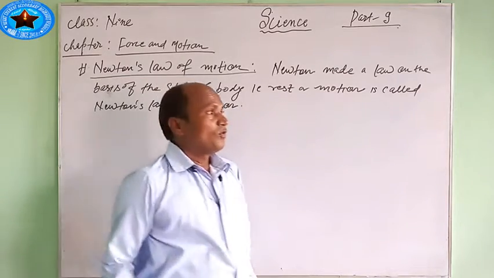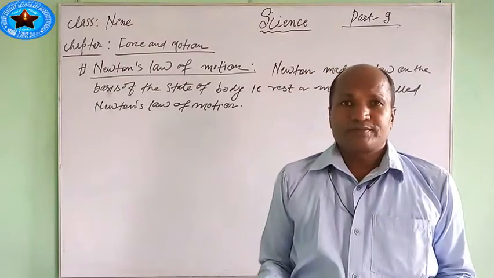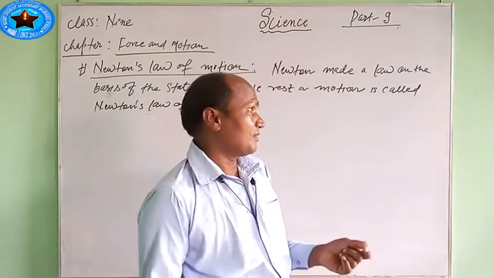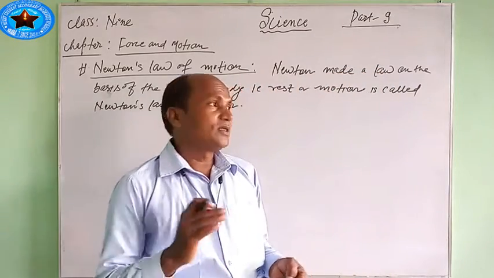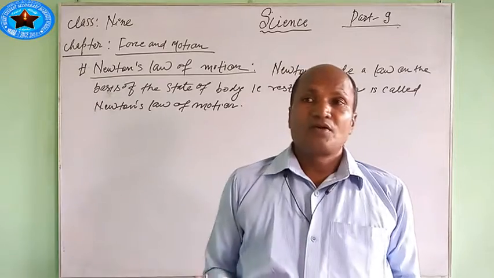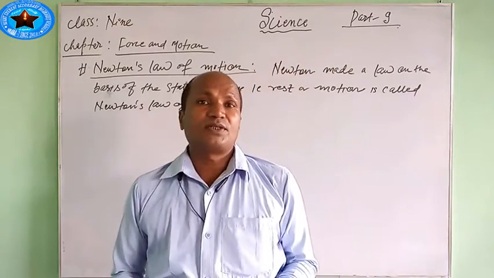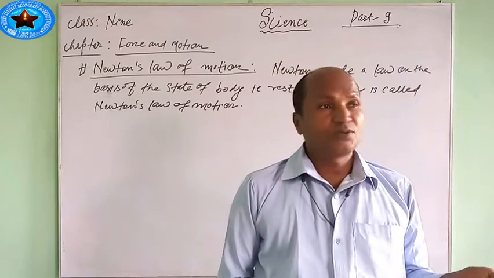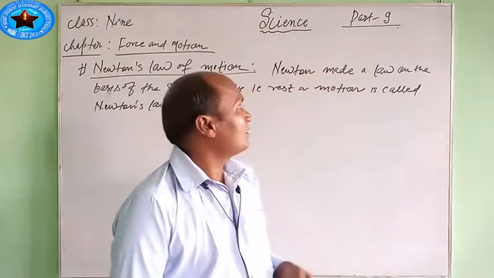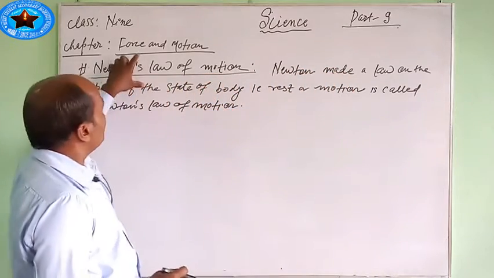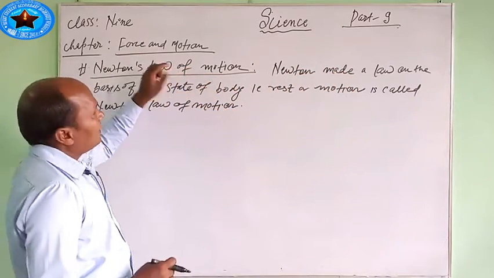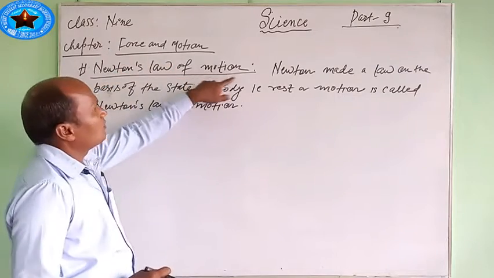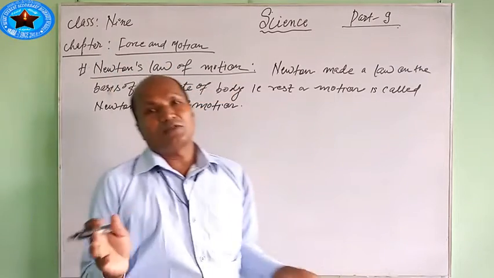It means when bodies are in motion, in what way is that body moving, in a straight line, and which factors affect the bodies when they are in motion. About this matter, Newton also made laws. That is called Newton's law of motion. He made three laws of motion.